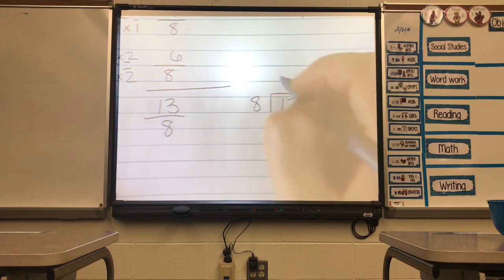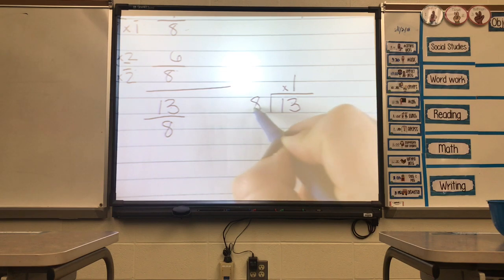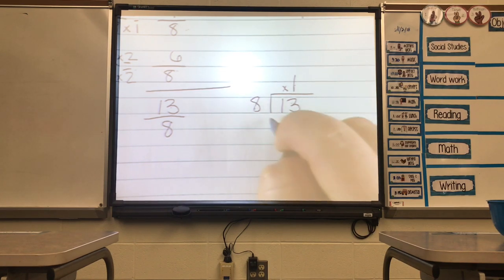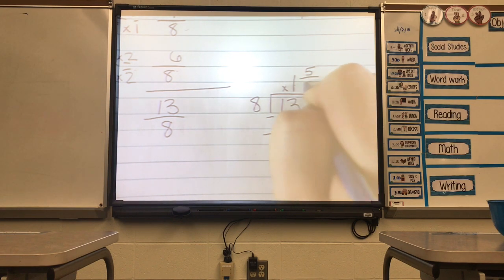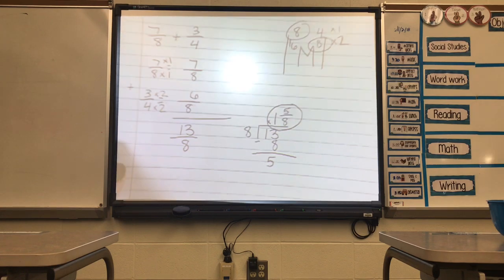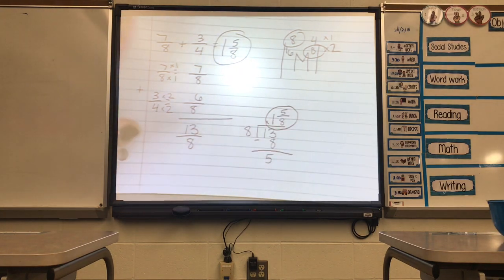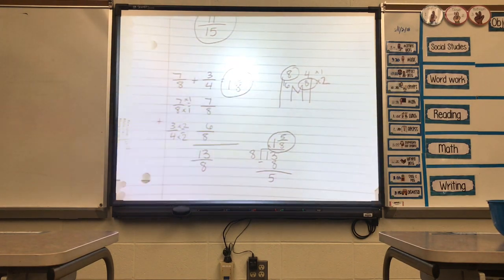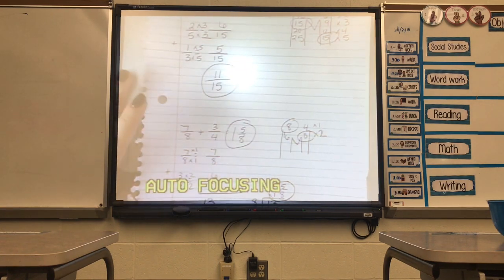So 8 cannot go into 1, but 8 can go into 13 one time because 8 times 1 is 8. Subtract. 13 minus 8 is 5. My remainder is now my numerator and my denominator stays the same. So my answer is 1 5/8. There we are. So this is 2 ways of how to add fractions without mixed numbers.